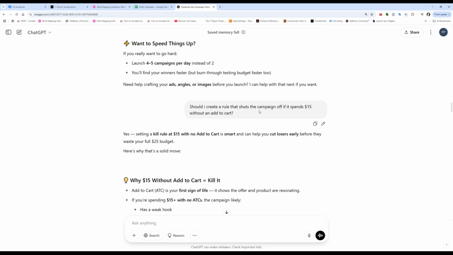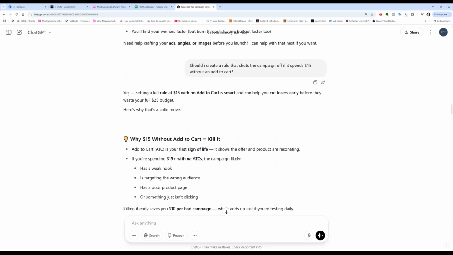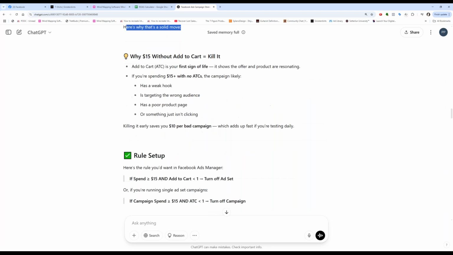But me being a little bit curious, I said, should I create a rule that shuts the campaign off if it spends $15 without an add to cart? Yes. Setting a kill rule at $15 with no add to cart is smart and can help you cut losers early before they waste the full $25 budget. Here's why that's a solid move. So they said yes, and now they're giving me proof.